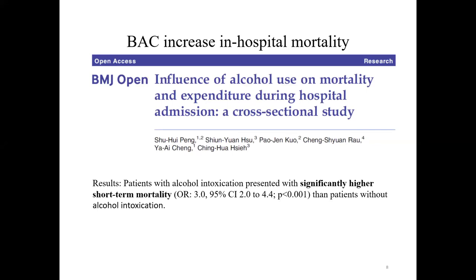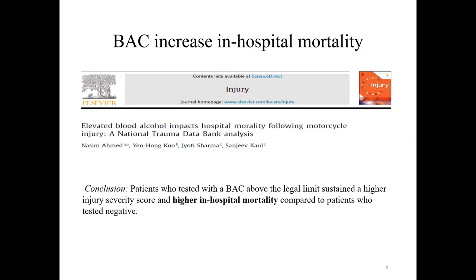In 2016, in a cross-sectional study from Taiwan, designed to investigate the effect of alcohol intoxication on the clinical presentation of more than 900 hospitalized adult trauma patients, and to measure their outcome, Shuhui Peng concluded that the patients with alcohol intoxication presented with significantly higher short-term mortality. In another study, Nassim Ahmed in 2020 concluded that the patients who tested BAC positive above the legal limit sustained a higher injury severity score and also higher in-hospital mortality compared with patients who tested negative.